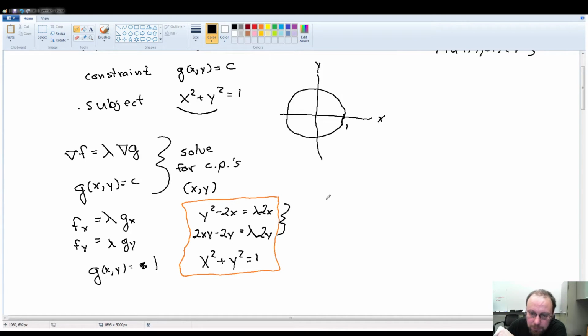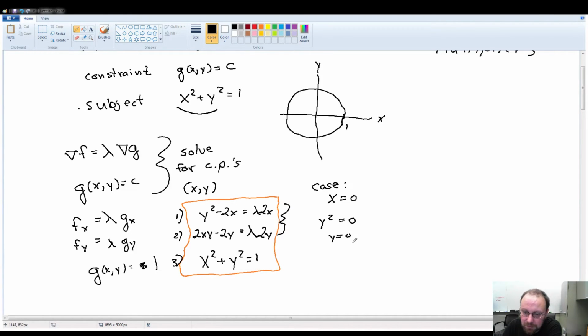Is it possible that x is 0? So let's consider the case where x is 0. Well, let's call these equations 1, 2, 3. If we look at the first equation, if x is 0, then y squared minus 2x equals lambda 2x just becomes y squared equals 0. So then we would get that y is 0.